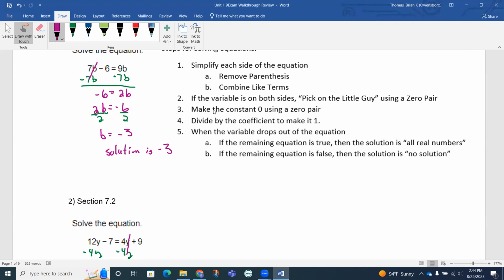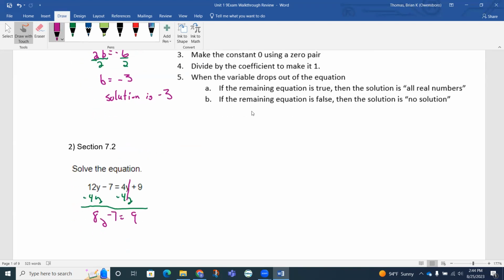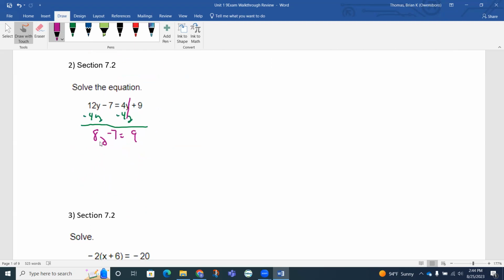So step 3 says make the constant 0 using a zero pair. Notice again, our goal is to get y by itself. So the negative 7 is the constant. We want to get rid of the negative 7 by using the zero pair. So I add a 7, as long as I add a 7 to the other side of the equation. In doing so, we want to simplify. The negative 7 and the 7 will zero out. So it's going to leave me an 8y and 9 plus 7 would be 16. So we got to that point.